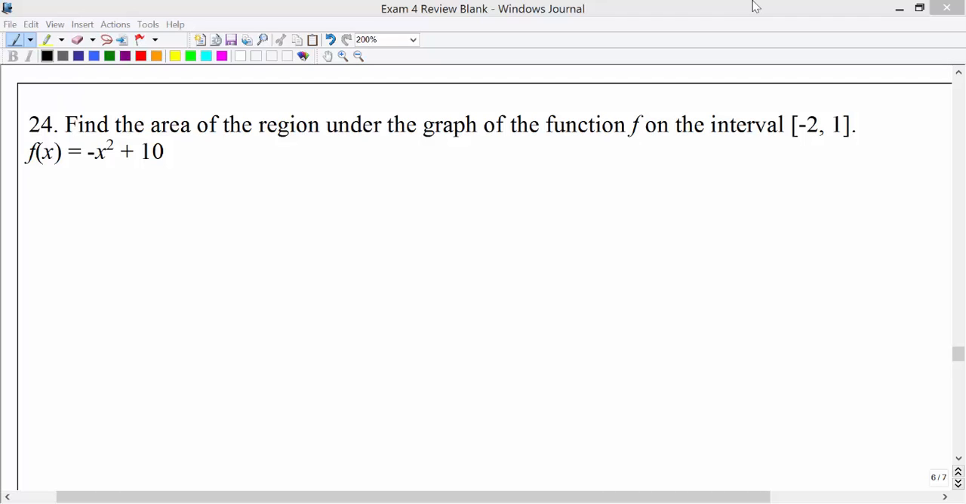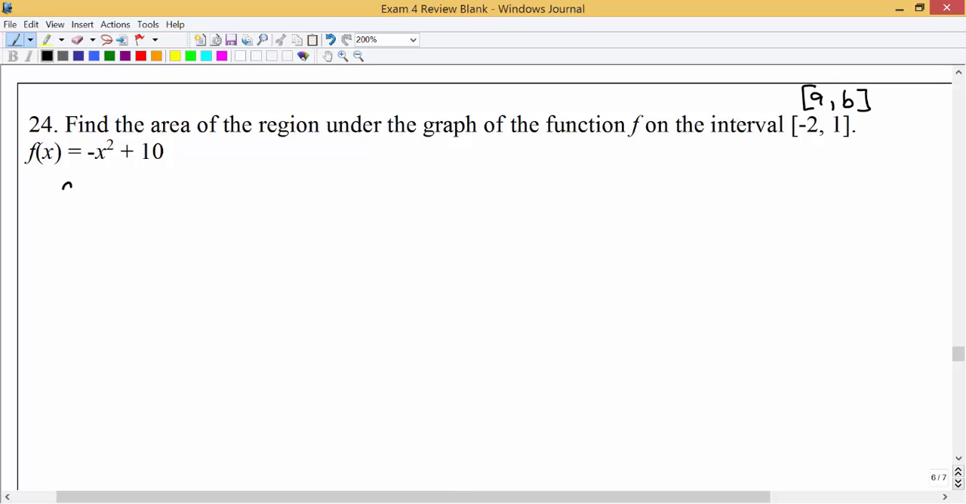For number 24, we're asked to find the area of the region under the graph of the function f on the interval from -2 to 1. So what we're basically told here, of course, is the upper and lower limits of integration. So this is our a and our b. So this is the lower limit of integration and then the upper limit.